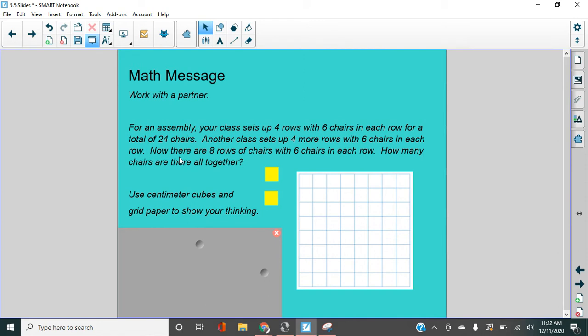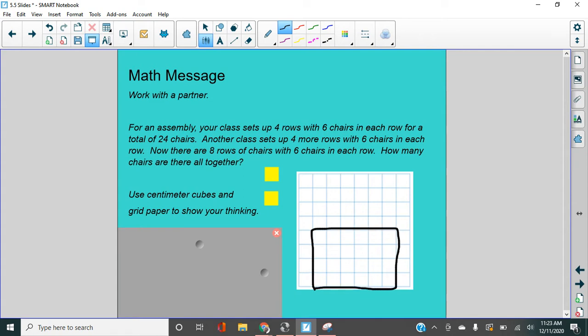Okay, so we could use the centimeter cubes here. I'm going to actually draw some arrays. So we are all going to be watching some performance, right? 4 rows of 6 chairs. So I am going to attempt to draw an array. Let's see how close I get to the line. That is 4 by 6. Oh, I did pretty well here.